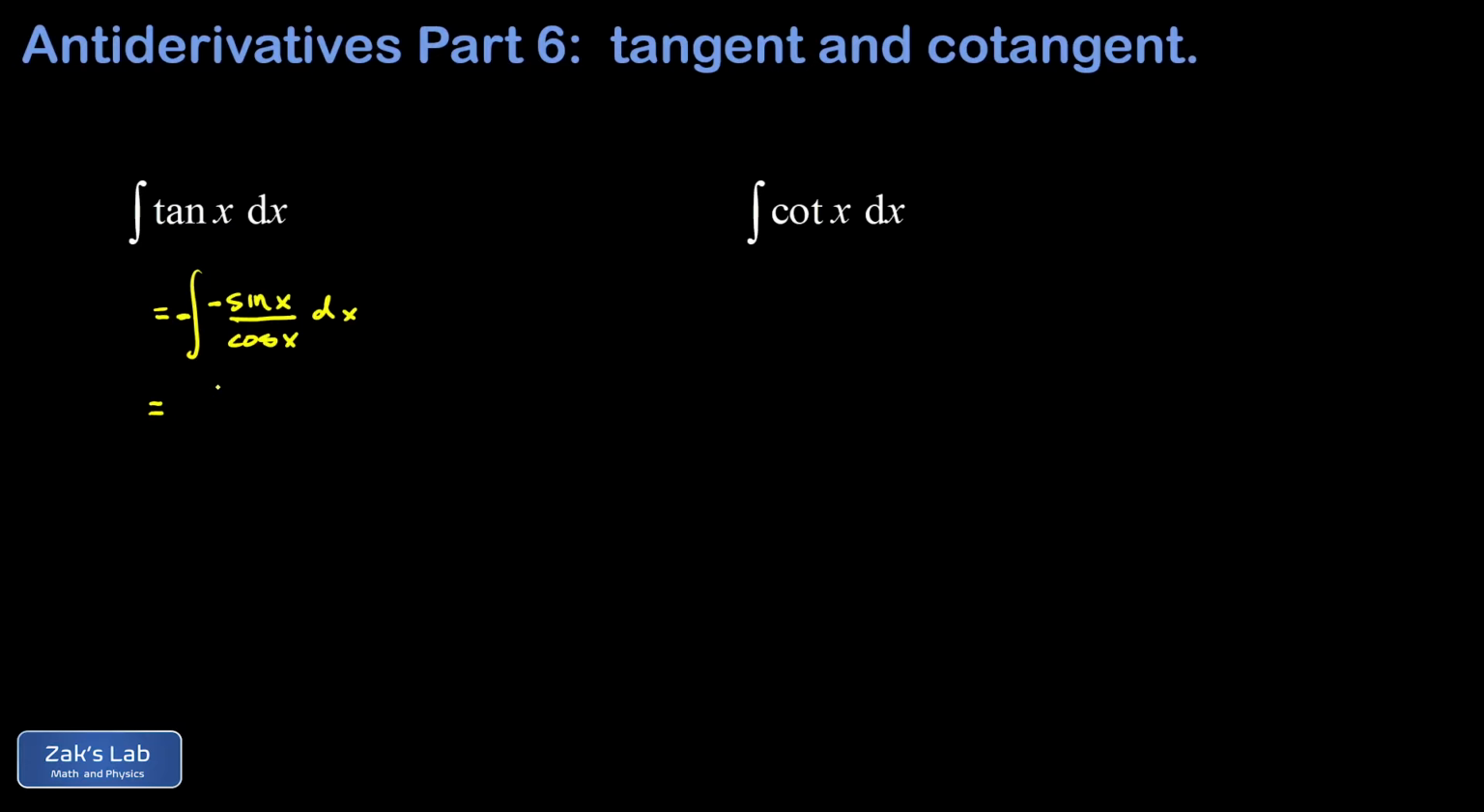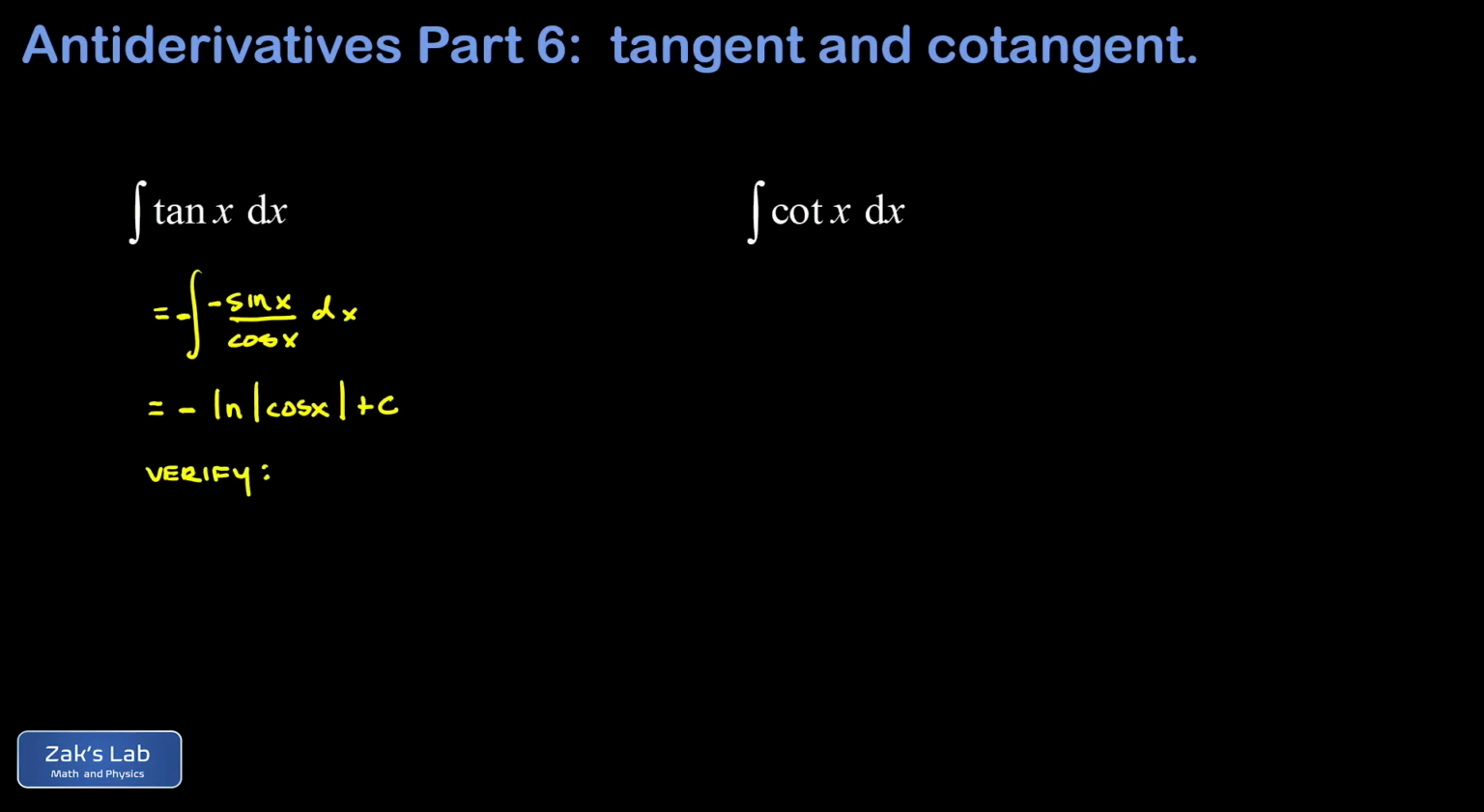And anytime you have the derivative of the denominator sitting in the numerator, this is the result of the chain rule operating on the natural log of the denominator. And we'll verify that with the derivative at the end, but for now, we get the answer: negative natural log absolute value of cosine x plus c.